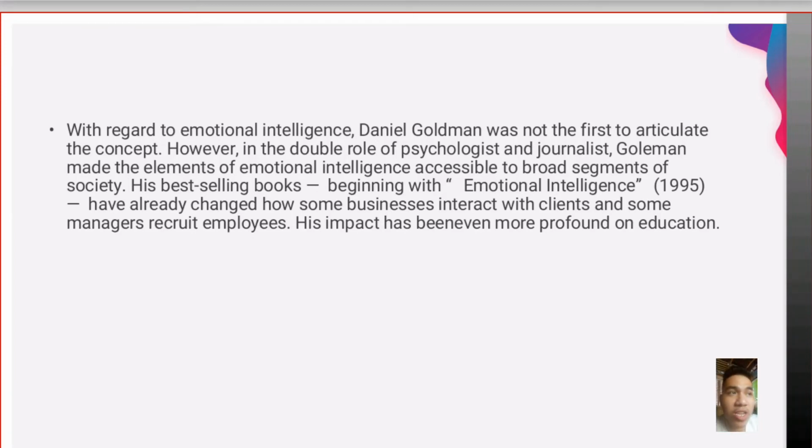With regard to emotional intelligence, Daniel Goleman was not the first to articulate the concept. However, in the double role of psychologist and journalist, Goleman made the elements of emotional intelligence accessible to broad segments of society. His best-selling books, beginning with Emotional Intelligence in 1995, have already changed how some businesses interact with clients and some managers recruit employees. His impact has been even more profound on education.